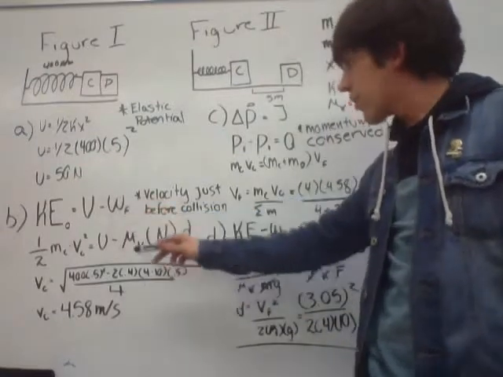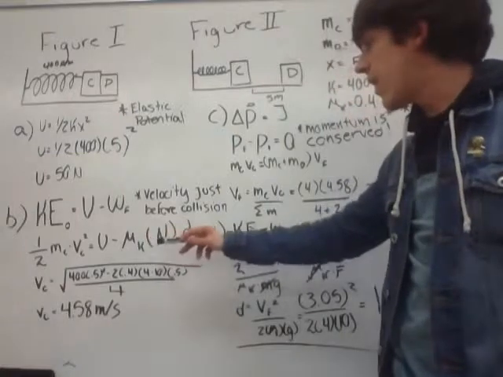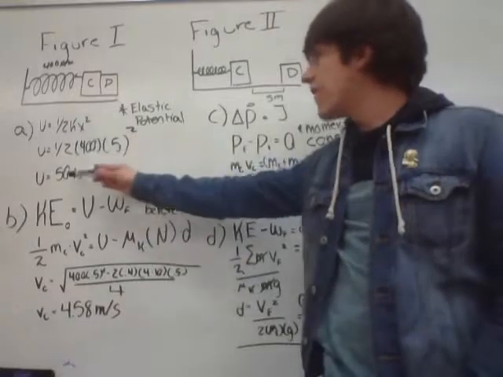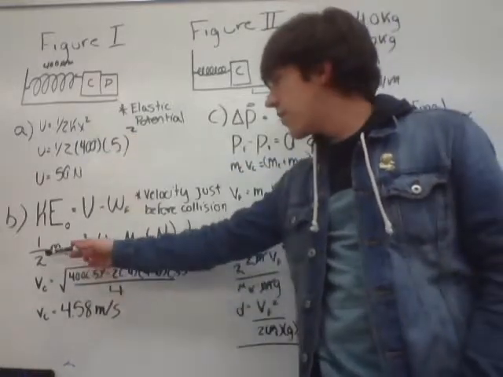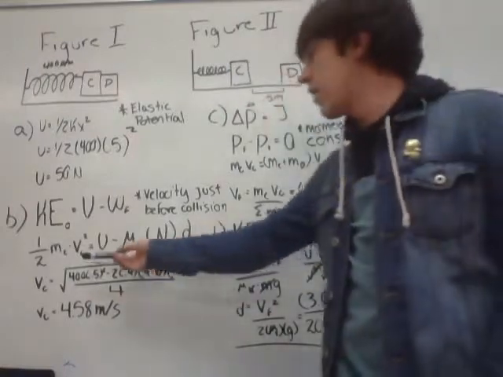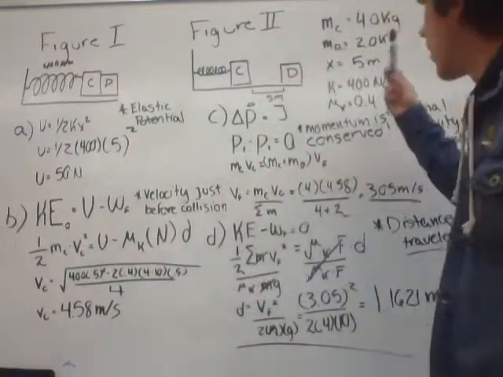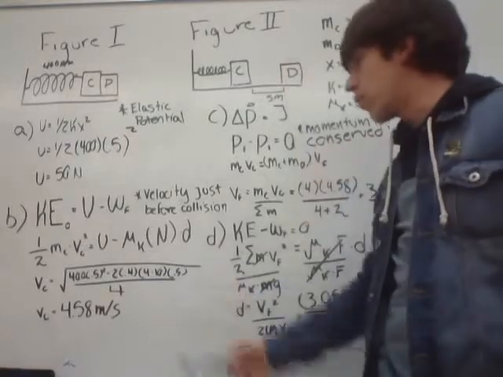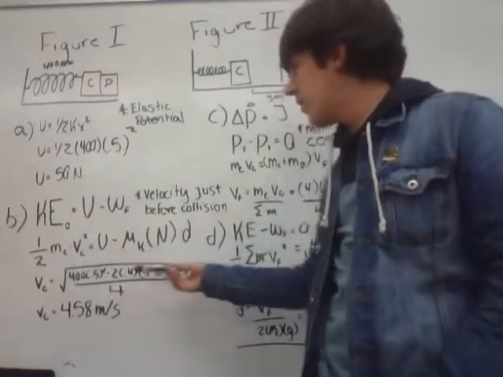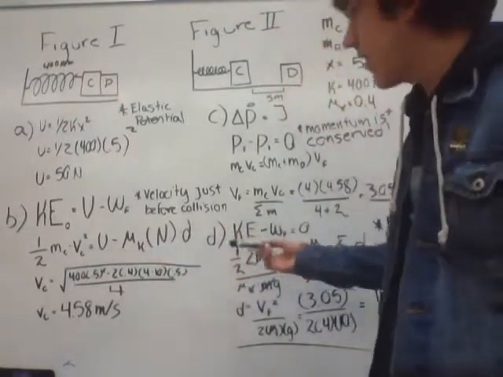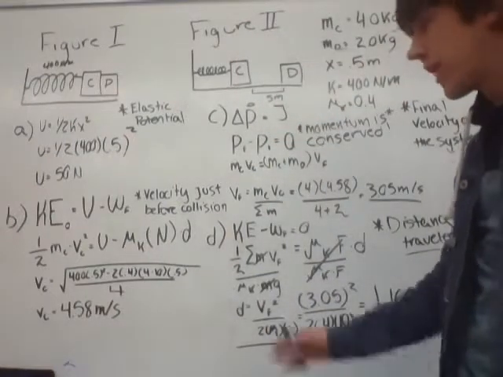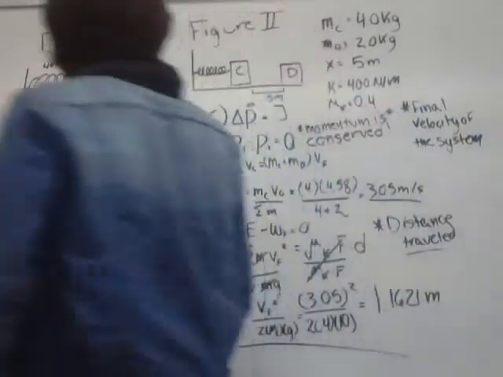For work caused by friction, it's just the mu friction multiplied by the normal force multiplied by the distance it traveled. U, we already have that, it's 50 newtons. And then kinetic energy, that one's simple, it's just 1/2 times the mass of block C multiplied by the square of velocity of C. And that's what we're solving for. So you multiply by 2, divide by the mass of block C, and then square root it, and you end up with 4.58 meters per second. And that's just algebraic manipulation.